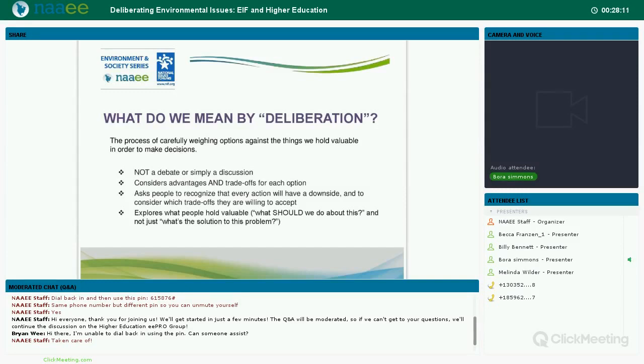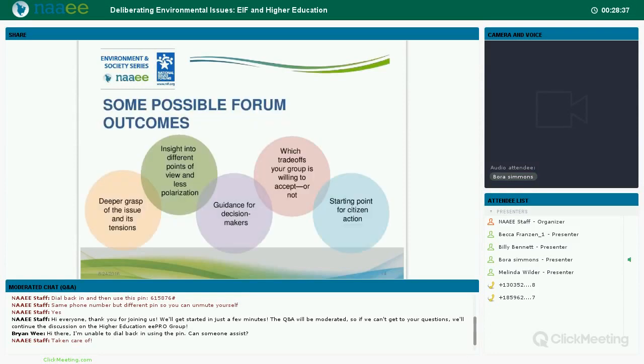So it's not so much a discussion of what the issue is, the background to the issue, the technical, scientific information about the issue. It's really, given that and given a basic background, what is it that we should do as a society, as a community, as individuals to address that particular issue?